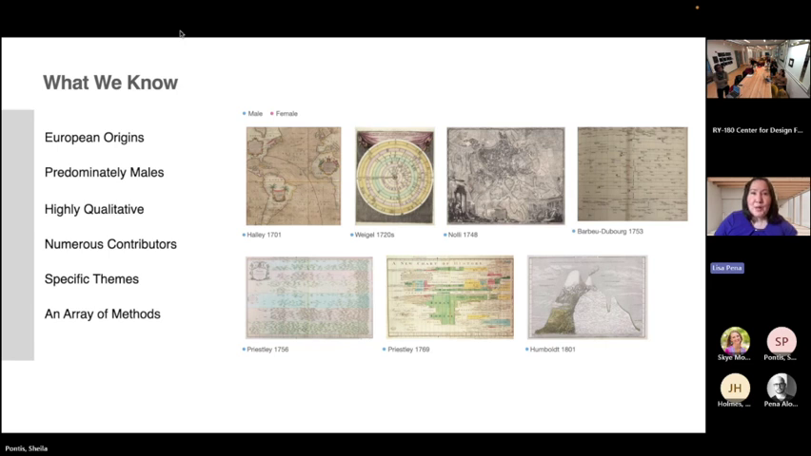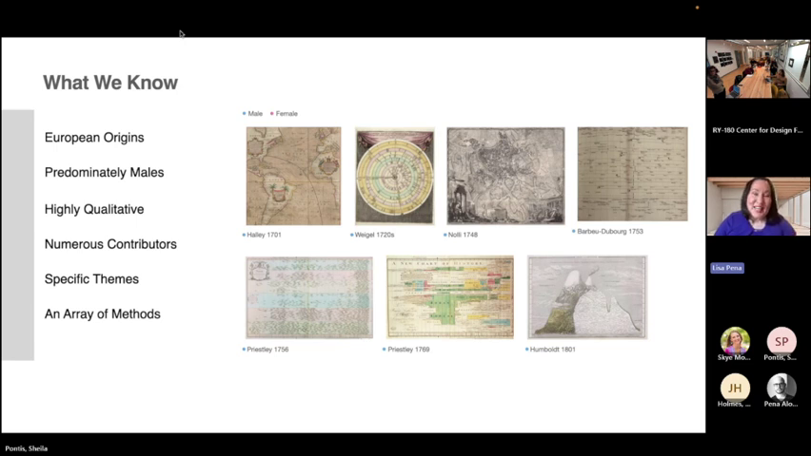We also know it's predominantly male. A lot of times this makes sense because societal norms at the time had women not being able to participate in a lot of the same careers as men at the time. A lot of the work is highly qualitative: maps, timelines, diagrams. You can see here that there's not so much data necessarily being translated.